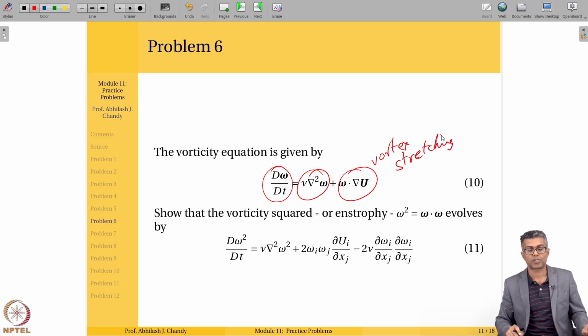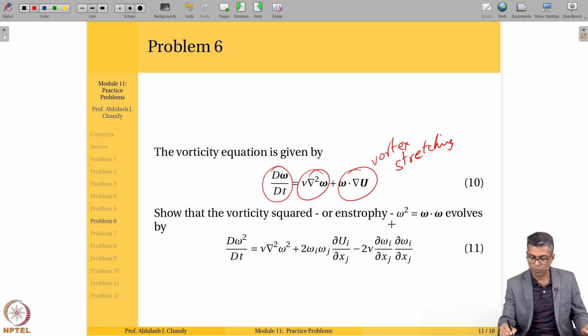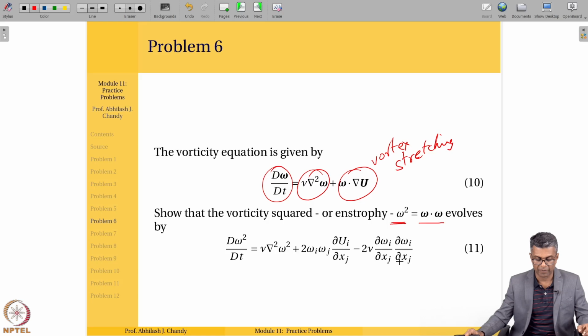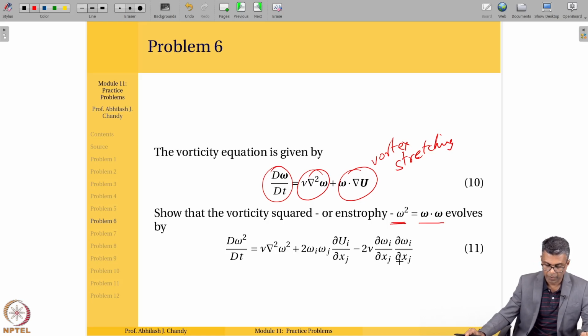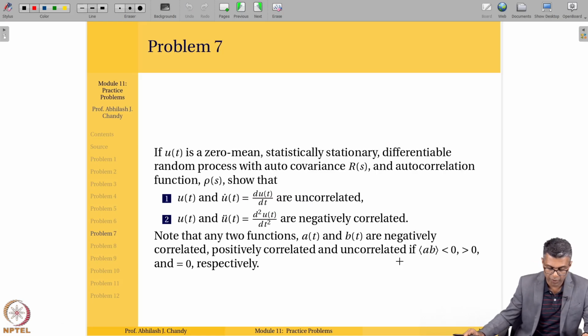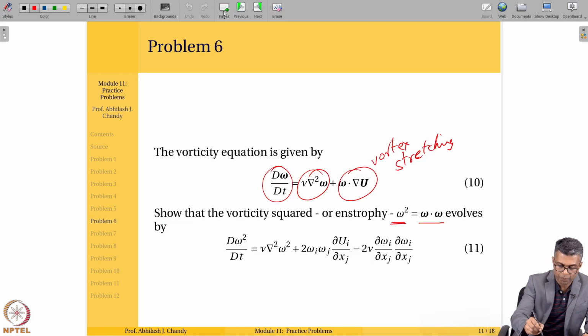Show that the vorticity squared, or enstrophy, which is omega squared, the magnitude, or omega dot omega, where omega in bold is a vector, evolves by d omega squared dt equals nu del squared omega squared, plus 2 omega i omega j del xj of ui, minus 2 nu del xj of omega i del xj of omega i. So you have to derive an equation for the enstrophy. Okay, now this is what you can do.